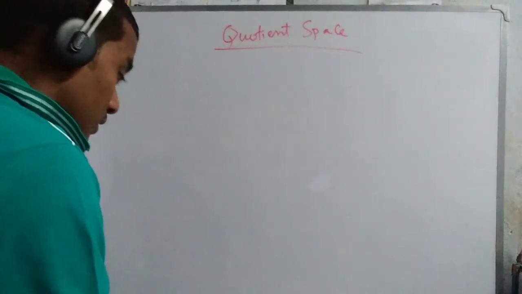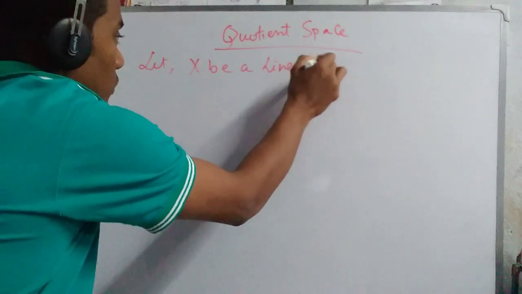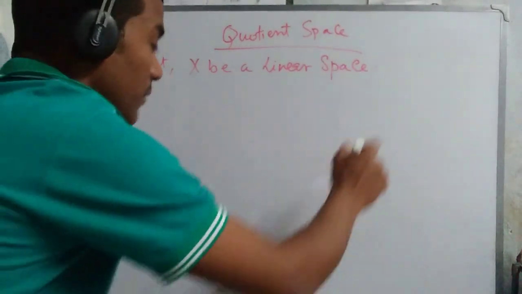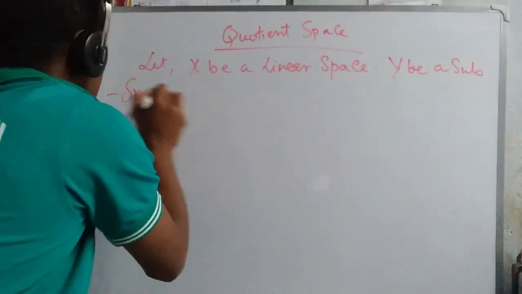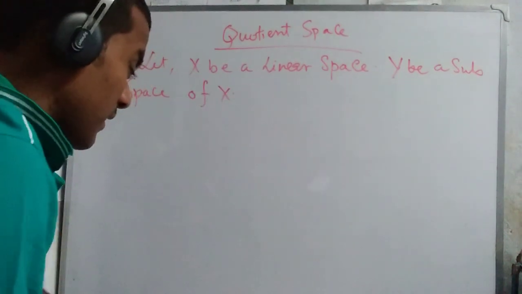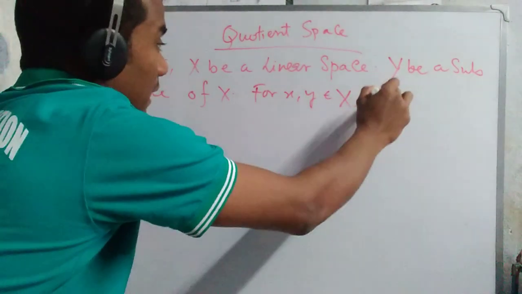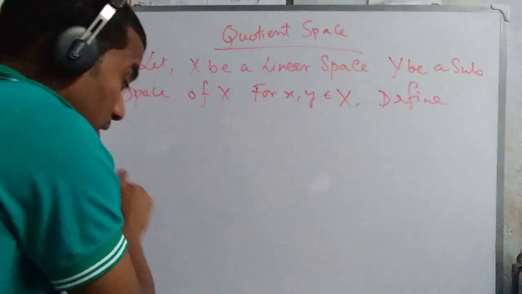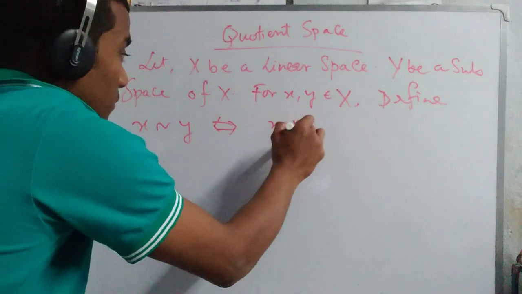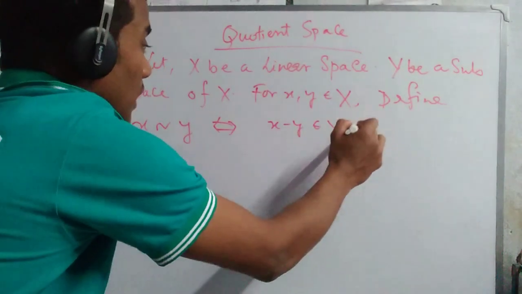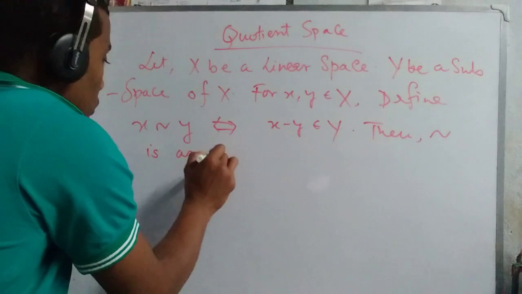quotient space. Okay. So here we write: let X be a linear space, and Y be a subspace of X. Okay, then what happened? Then for x, y belonging to X, we define x ~ y implies x - y belongs to Y. Then this relation is an equivalence relation.